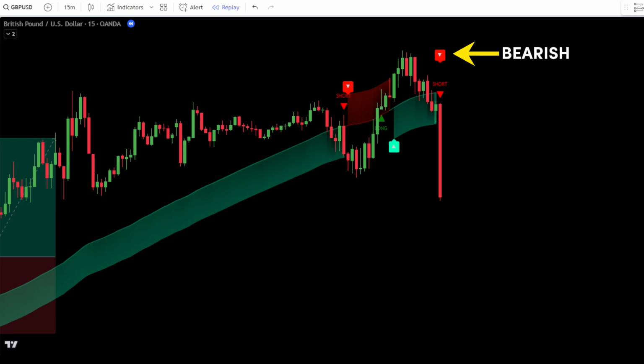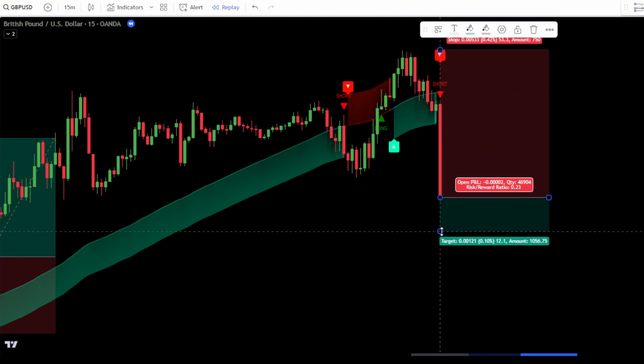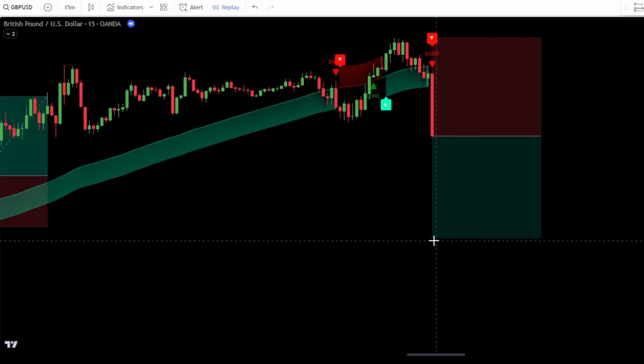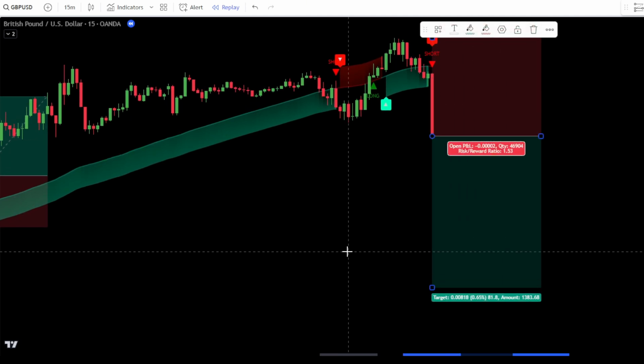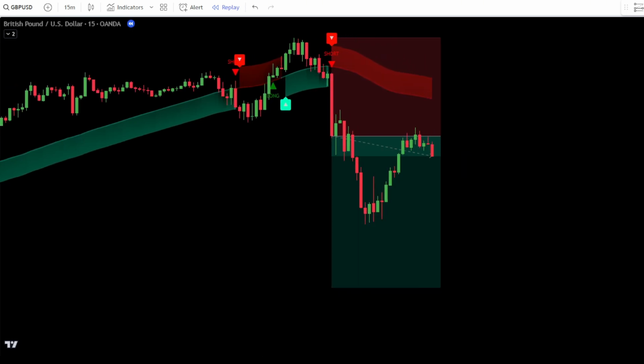Ensure that the Zero Lag Trend Signal indicator shows a bearish trend. As the final confirmation, make sure the candlestick formed is a bearish candlestick. If all conditions are met, you can place a sell order after the bearish candlestick has closed. Place the stop loss at the most recent swing high. Use a take-profit target with a risk-to-reward ratio of 1 to 1.5.